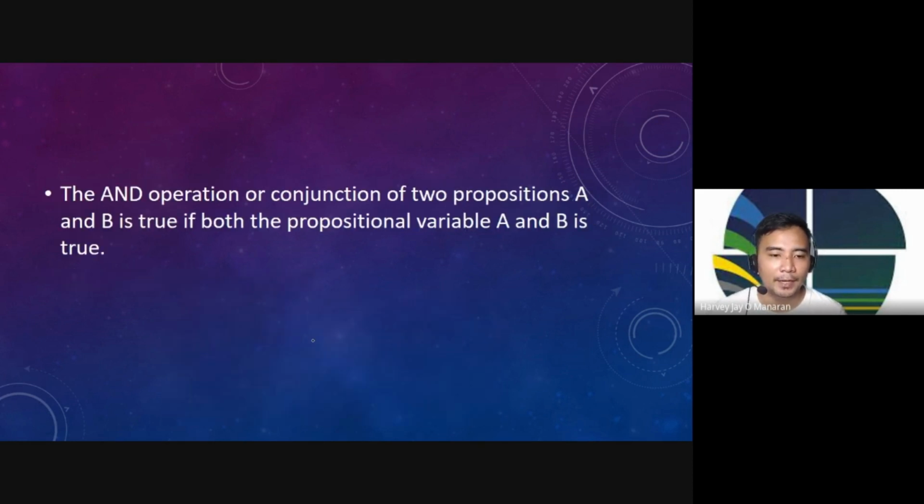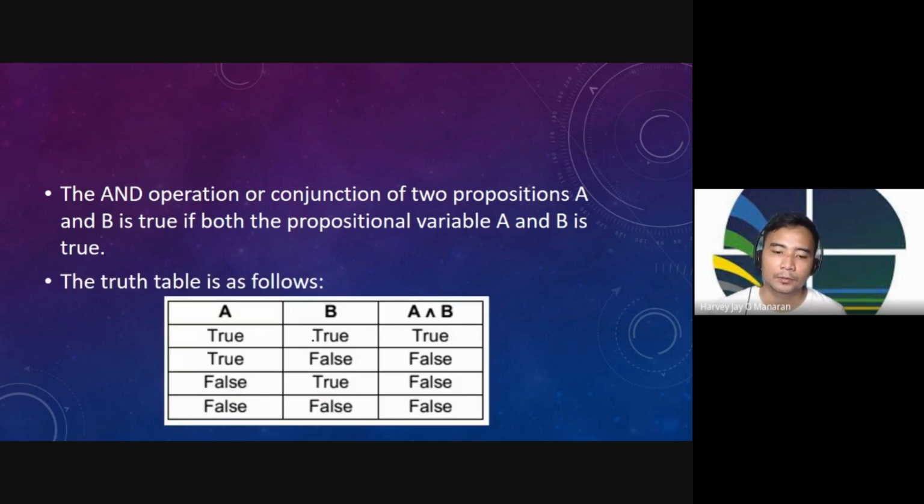Okay, so the AND operation or conjunction of two propositions A and B is true if both propositional variables A and B are true. So the true value is this one: true and true, it returns the value of true. Both values or variables must be true for it to return the value of true. If either of the two is false, automatically it will return the value of false.